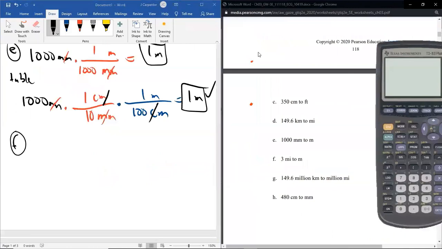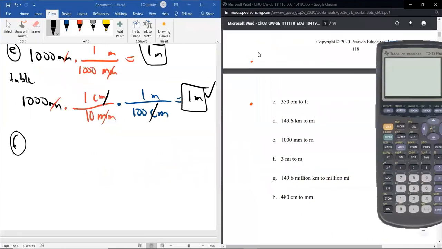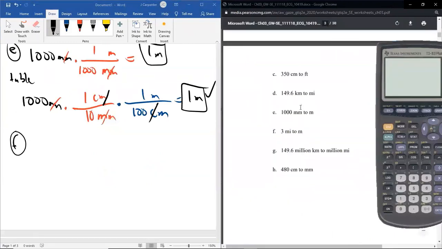That's weird. It didn't clear. There we go. Oh, I know what I did wrong. All right, 3 miles to meters.